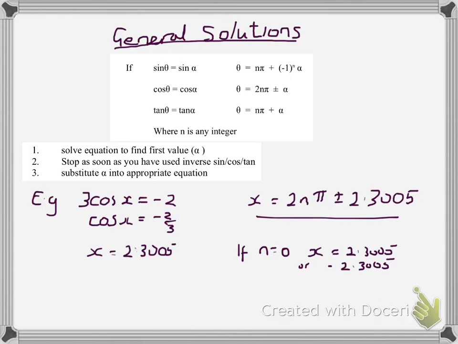Then I can look at what happens if n is 1. If n is 1, I get 2n pi, so that's 2 times 1 times pi, which is 6.2 something or other, plus or minus my 2.3. That gives me two possible solutions: 8.584, or the other possible solution is 3.98. If you don't believe me, try those calculations on your calculator: 2 times n, 1 times pi, plus or minus, and so on.